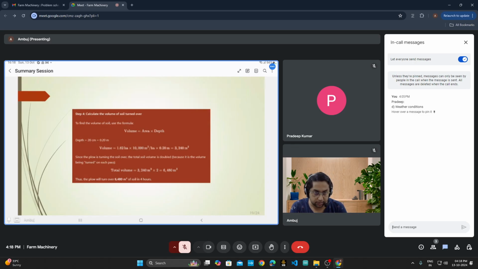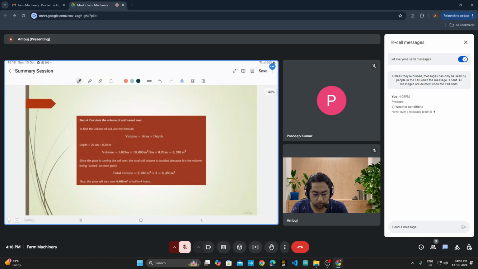Okay, 10,000 square meters. That is the conversion: 1 hectare has 10 raised to power 4 square meters of land. So using the conversion rate, 1 hectare is 10 raised to power 4 square meter area.